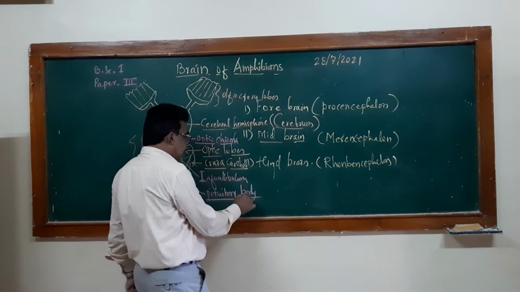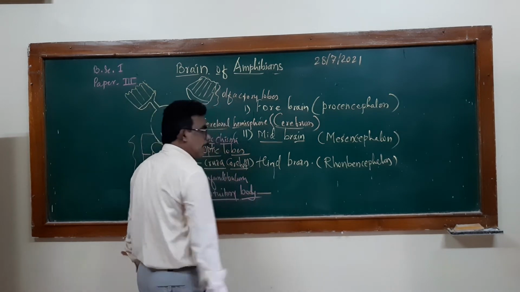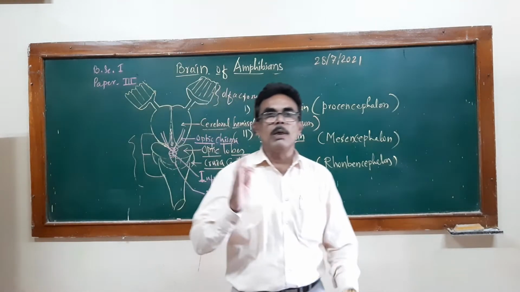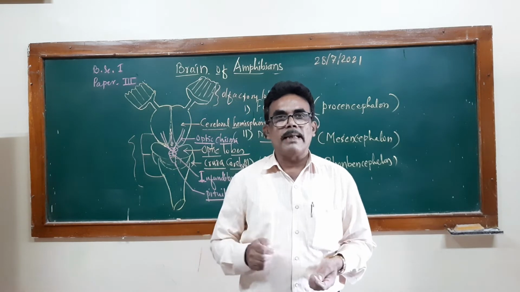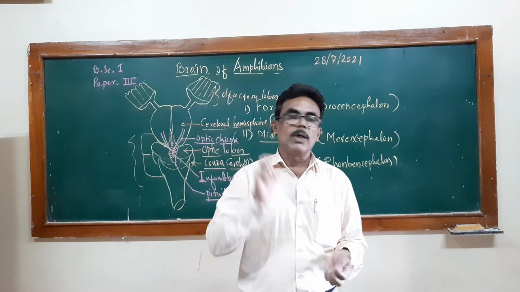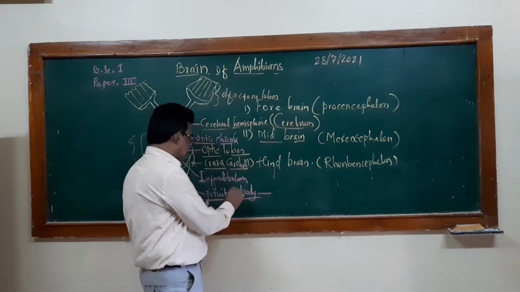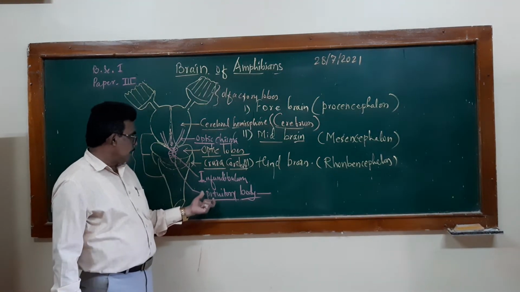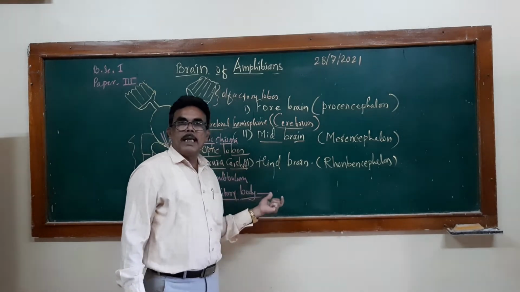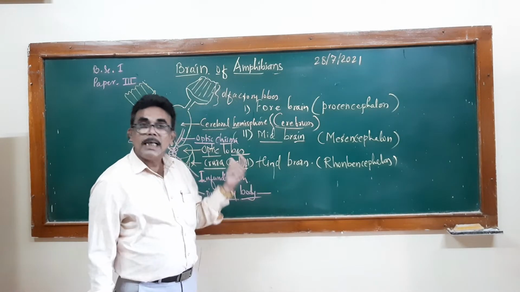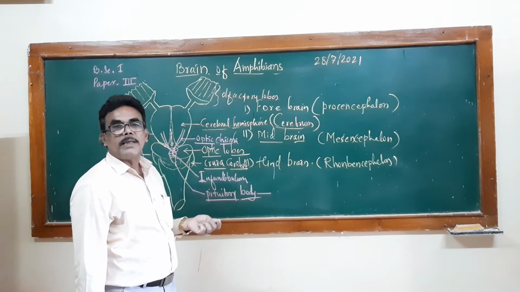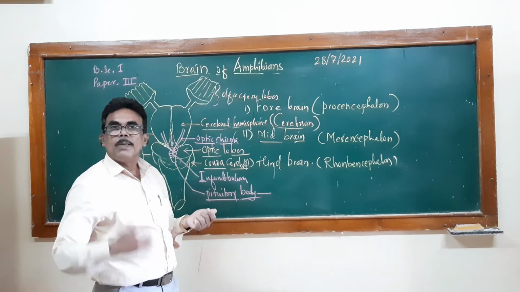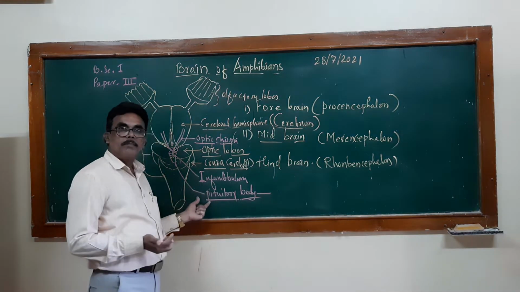The pituitary body is concerned with controlling all endocrine gland secretions. All endocrine glands are under the control of the pituitary body. And the pituitary body is controlling all hormonal secretions of the different parts of the body.